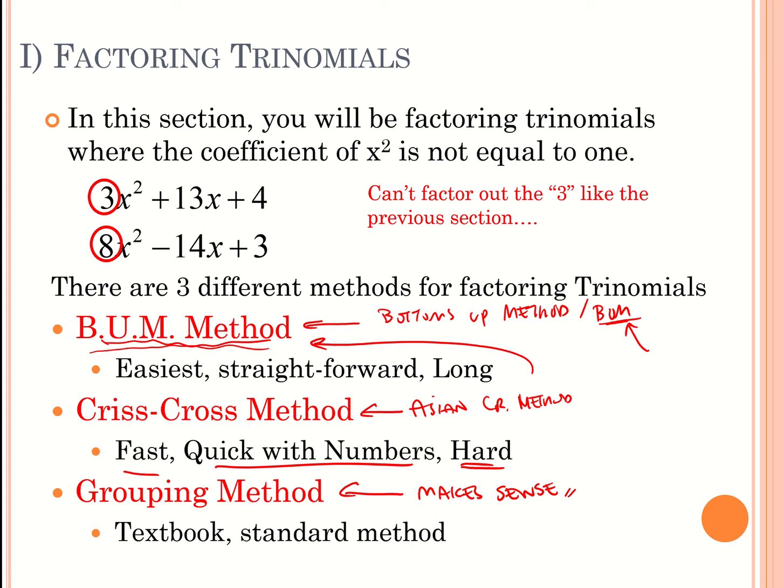Anyways, there's 3 methods. We're going to go through all 3, and I would advise you to learn all 3 if you can. I like using the Criss Cross method, not just because I'm Asian, just because, you know, I'm pretty fast. It's just easy for me. Okay. But if you already know this, good for you. And anyhow, we're just going to go through all 3.